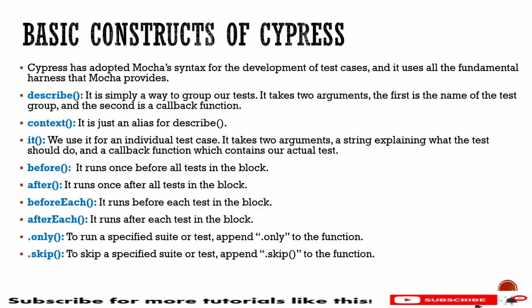And we have beforeEach, which runs before each test in the block, and afterEach, which runs after each test block. And we have some methods called only and skip. To run a specific suite or test, we can append only to the function, and to skip, we can specify the dot skip method so that it will be skipped in that function. So these are the basic constructs. By using these we will design test cases.